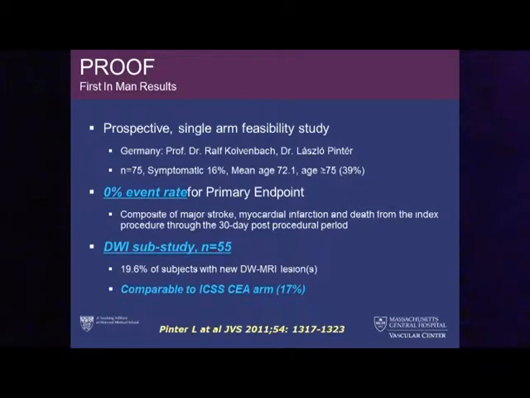But just as importantly, I think, they did a diffusion-weighted MR sub-study in 55 patients and found that their event rate of new diffusion-weighted MR lesions was identical to that seen in the open carotid endarterectomy group for ICSS. And I think that's going to be the gold standard going forward. It just won't be major stroke or minor stroke or stroke and death. I think it will also be the incidence of new microembolic lesions to the brain.